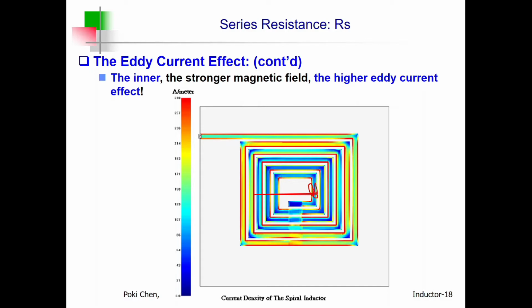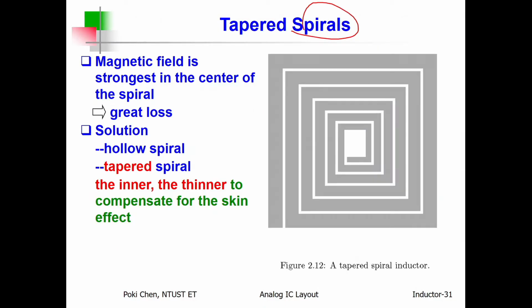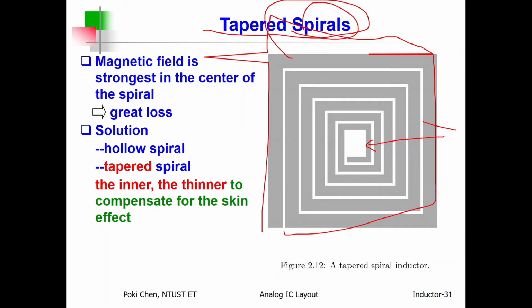Under such kind of circumstances, we can reduce the width for the inner coil. Then it comes out such kind of new layout pattern. We call it tapered spirals. You can see the width of the coil reduced from outer to inner gradually, right? In this way, for the same layout area, you will have more turns. It means the inductance will be increased.